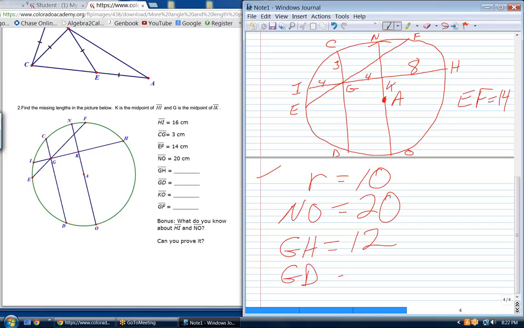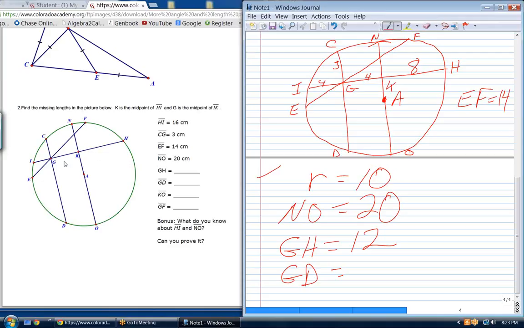GD. GD is... let's see. That has to be... Well, what we're learning today was like some of the lines have to be equal or something. Like if one of them is... I can't remember, I feel like it's the ones that cross. Like IH has to equal the same, if that's 20, then NO is 20 or something.